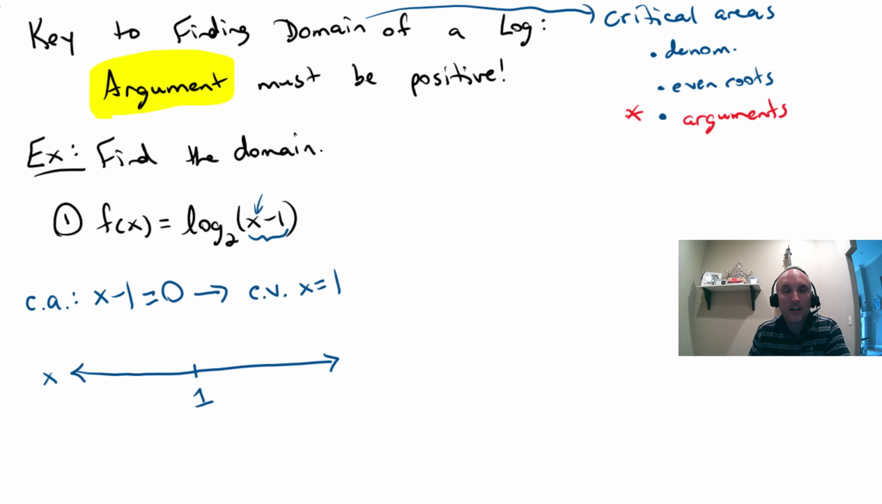Let's start with the critical value itself. Let's start with 1. If we plug in 1 here, I'm going to get a log base 2 of 0, which we just saw is impossible. You can't have a 0 argument. So I'm going to write above here log of 0. I know it's log base 2.